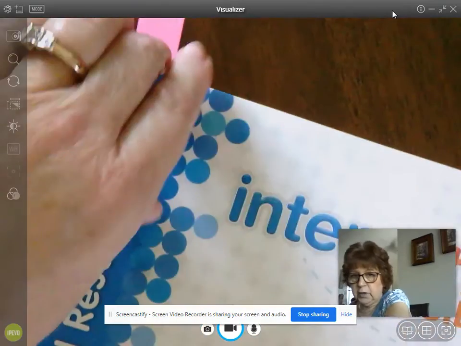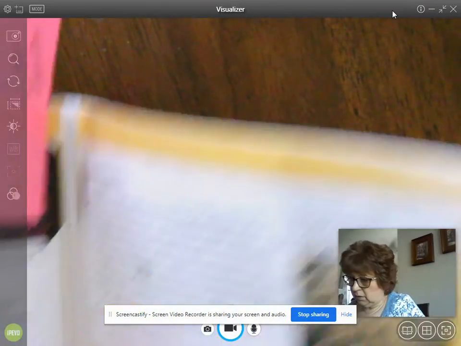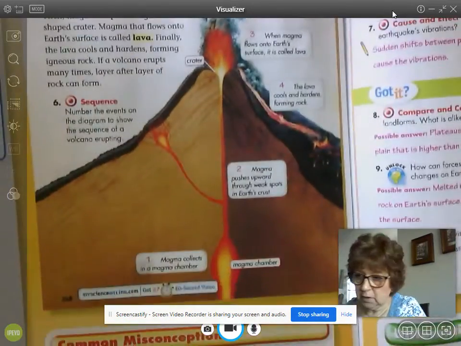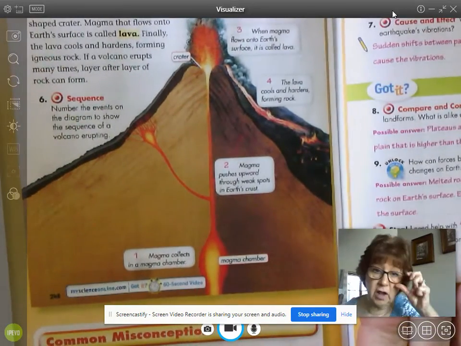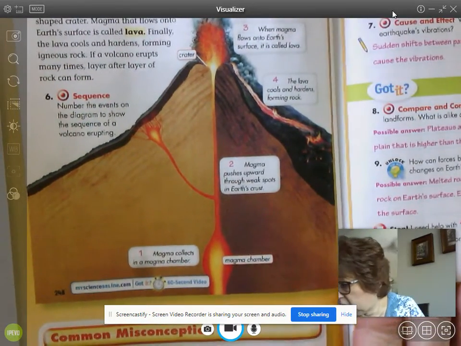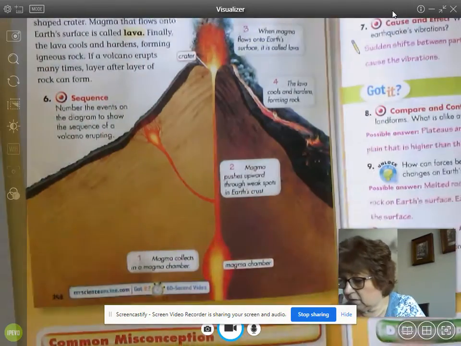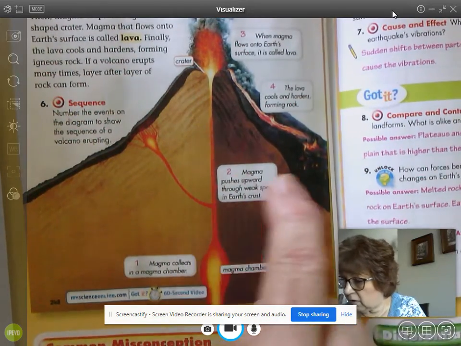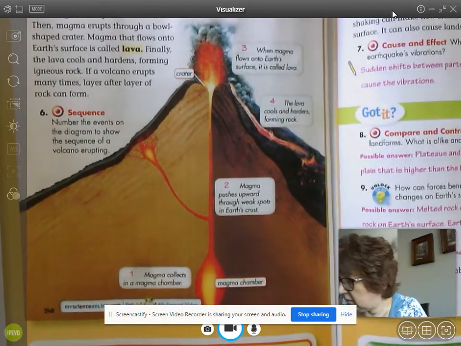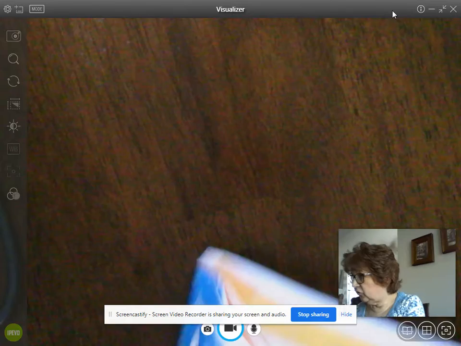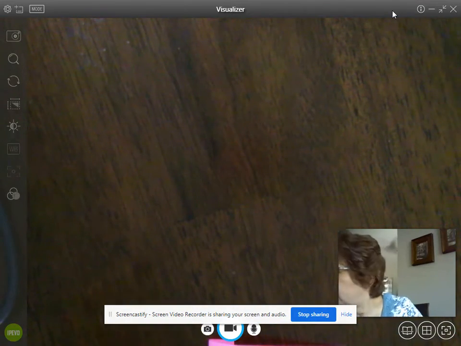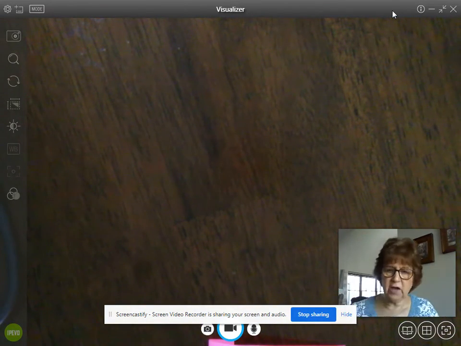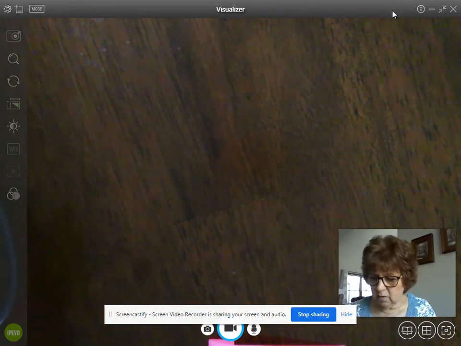In the science book is where I was able to find a cross section. Okay, so this is a cross section of a volcanic eruption. So the front is cut away and faces you, and so you can see what's going on inside. So that is a cross section. Some of the others I couldn't find in our books, so I just kind of looked up some examples online.